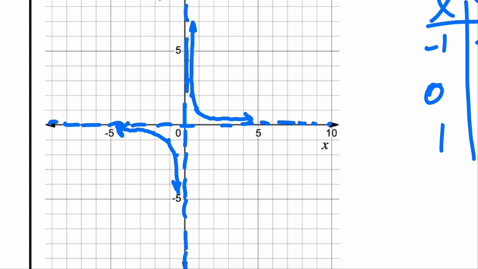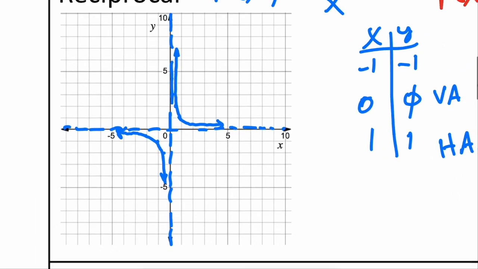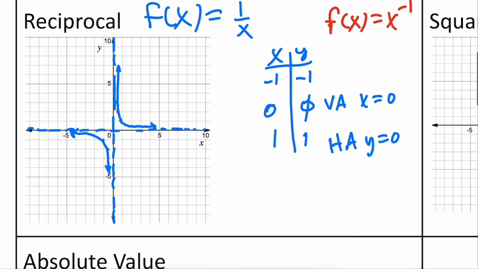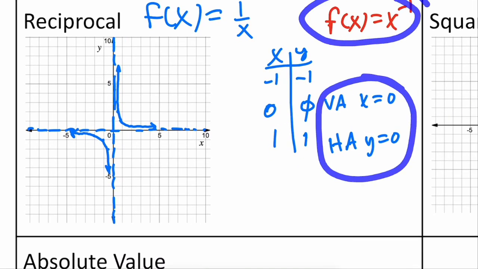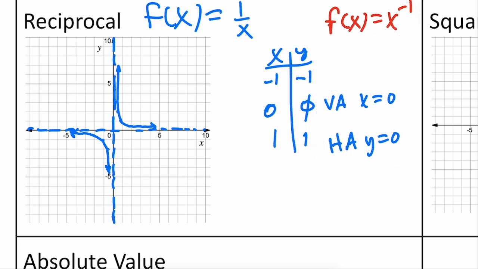It's kind of a turning. I can turn it 180 degrees and I get the same thing from what I started with. So get yourself a little bonus point. Don't forget to put your vertical asymptote and your horizontal asymptote to get full credit on that graph.